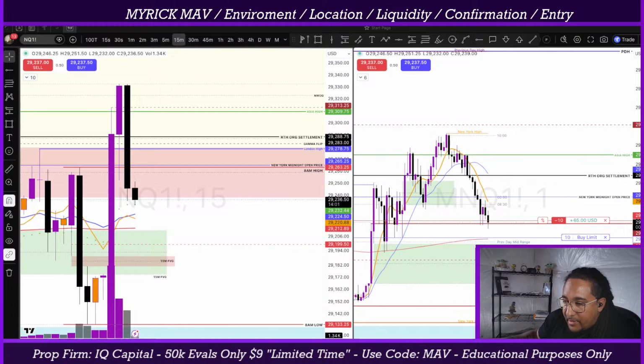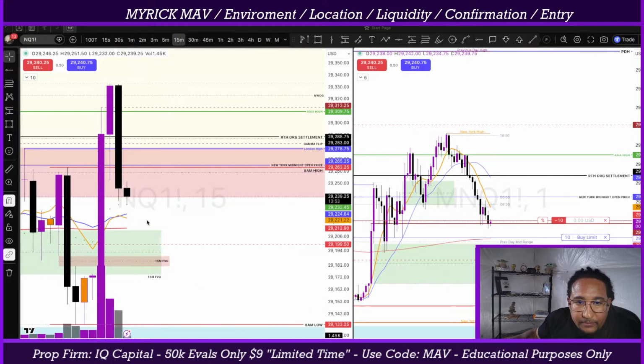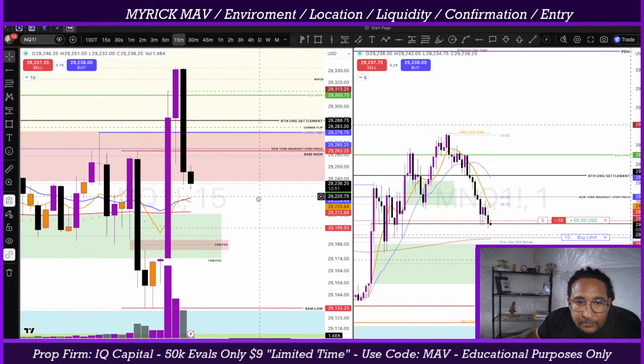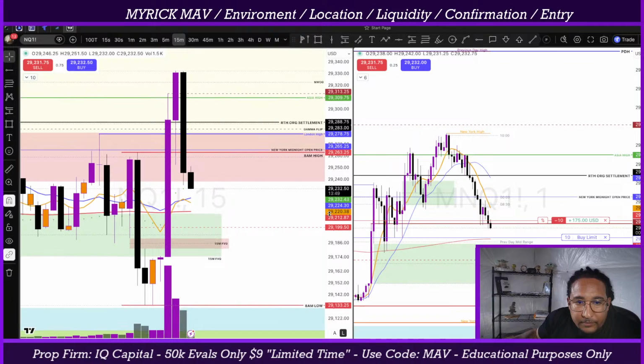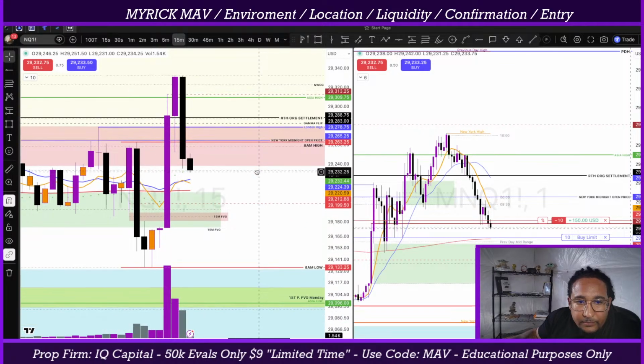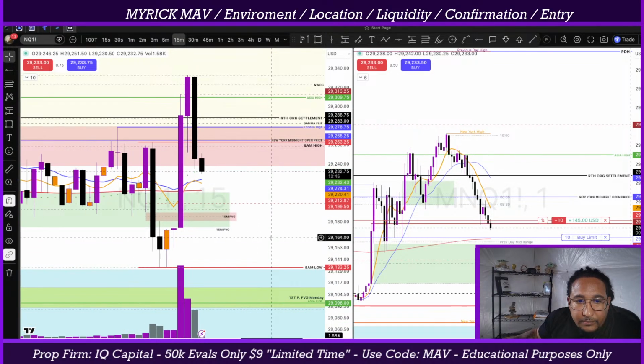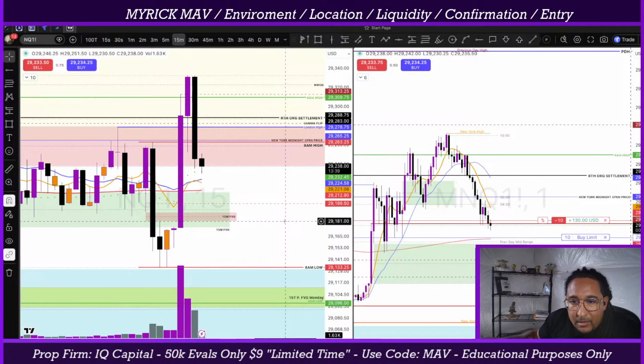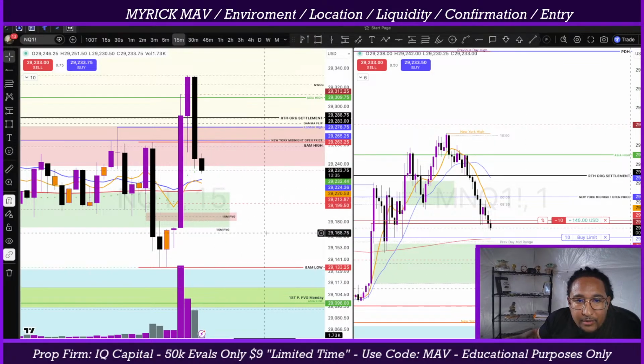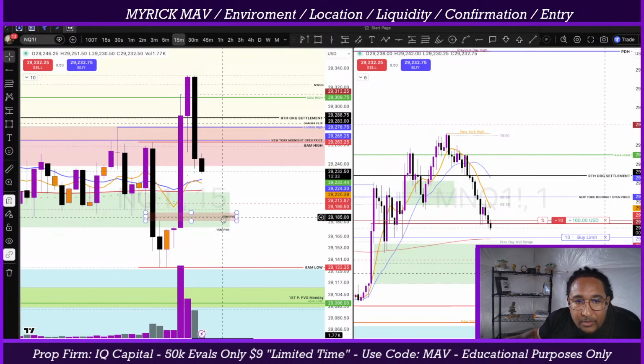Just want to see more of a continuation. Just get those equal lows. That's what we're aiming for. 15-minute candles looking good. So we're looking good to get back to that midnight, to that 9:30 open as we look at the 15-minute chart. We should get a continuation down.